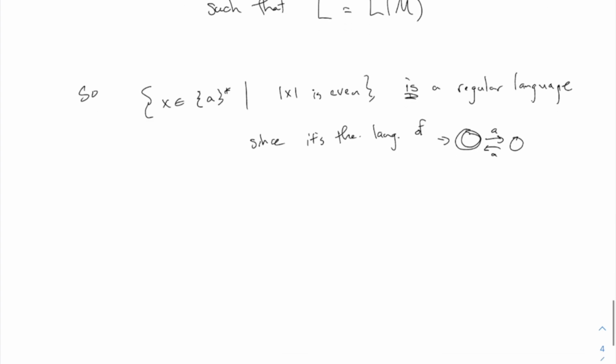Or for example, how about AXA such that X is in AB star? I don't know if you're used to reading these kinds of set notations. What does that mean in ordinary language? This is the set of all strings that look like AXA, where X is any string on A's and B's. This just means any string which begins with an A and ends with an A, right? It has an A, then whatever, then ends with an A. So that's what that means.